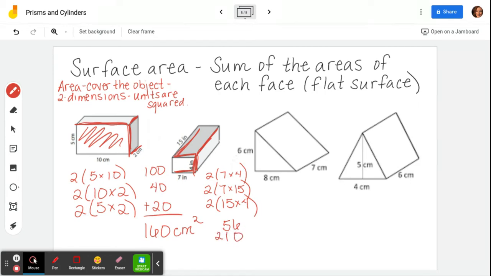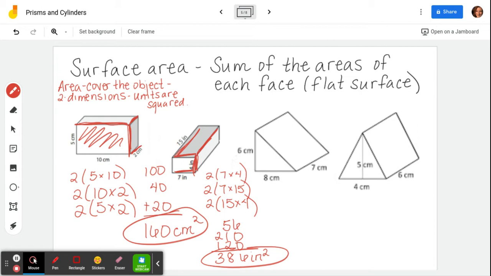15 times 4 is 60. 2 of those would be 120. Add those together, and I get 386. We're dealing with area, so that would be inches squared. I'm going to circle these since this is going to start getting crowded.